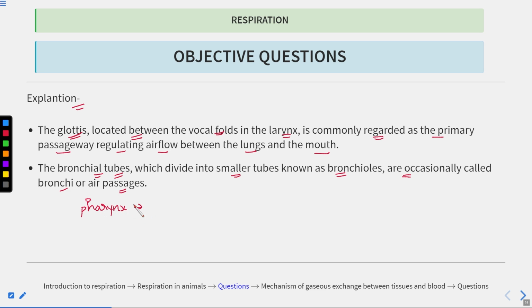So this pharynx has a dual role. First of all, it has a role in the respiratory system. The pharynx receives air from the nasal cavity.